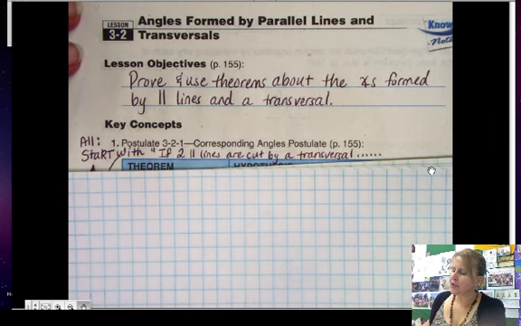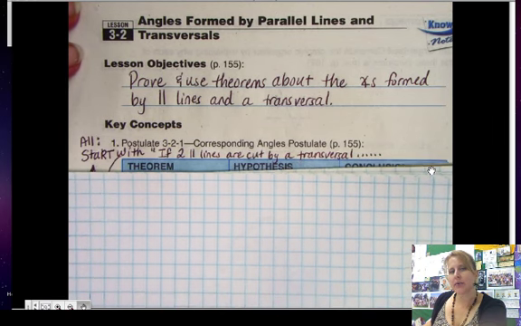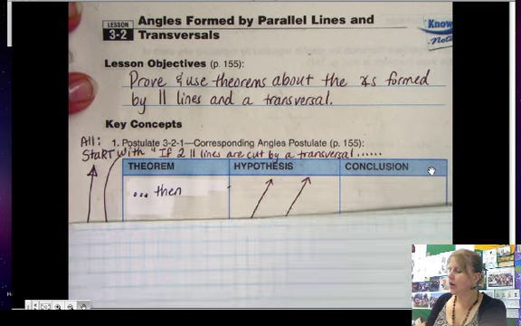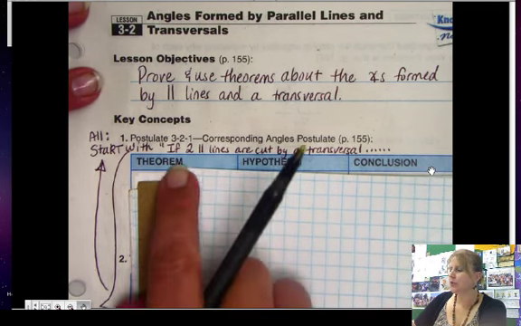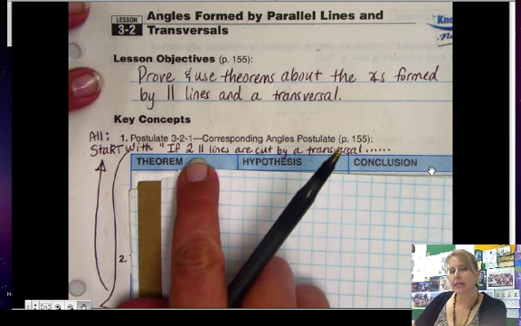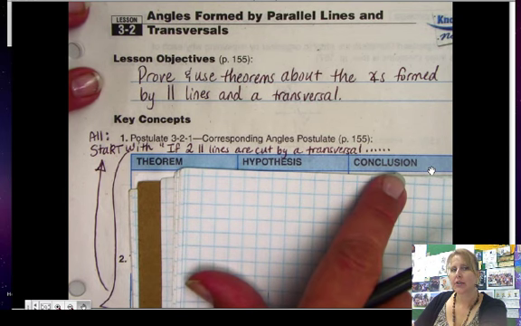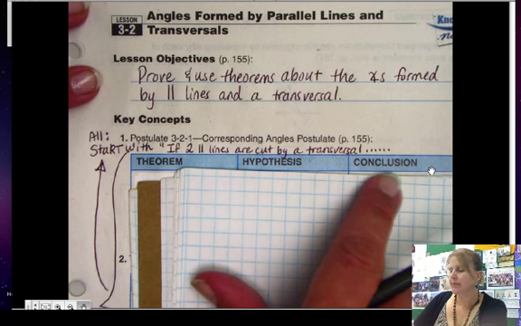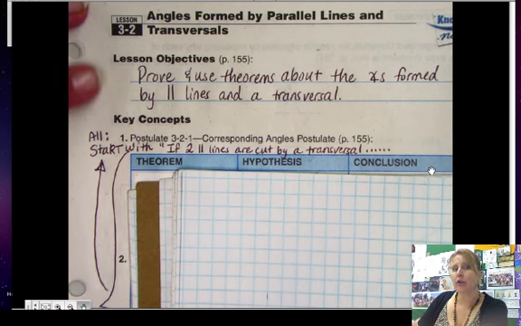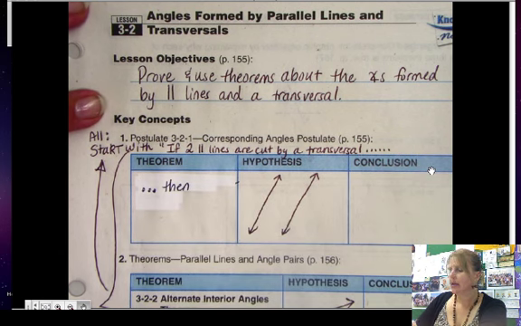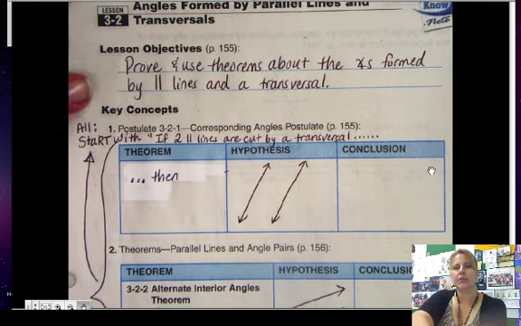So for the first four things that we're going to write, they all are going to start with "if two parallel lines are cut by a transversal." So instead of rewriting it 4 times, I just wrote it once up here. And we'll remember that it's on all 4 of them. Okay? So let's do the first one here.